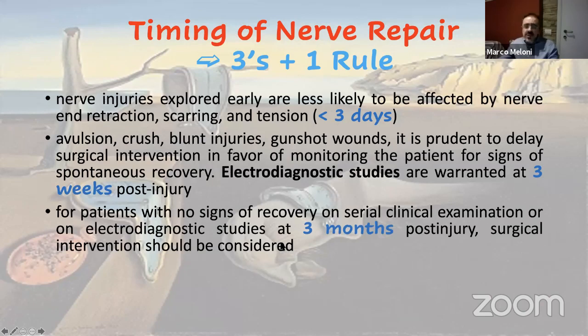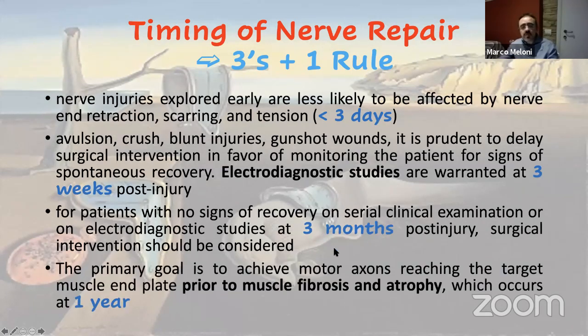For patients with no sign of recovery, perform serial clinical examination or electrodiagnostic studies at 3 months post-injury. So if the patient comes to your attention after 3 weeks and says, I have a weakness, I have a loss of sensation, wait 3 months, and then after 3 months, surgical intervention should be considered. In patients past 3 months, we need to consider a safe surgery, like a nerve transfer, prior to muscular fibrosis and atrophy. This happens at 1 year. So remember this rule: 3, 3 and 1, like 1 year.